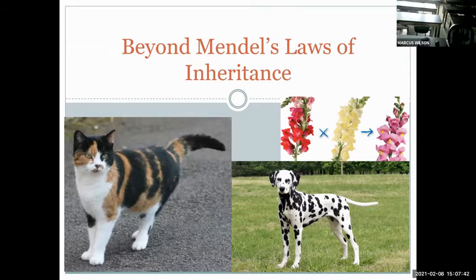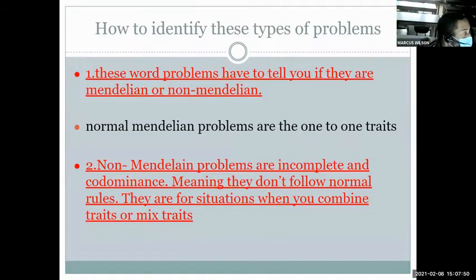Punnett squares do the same thing, and I'm going to explain how that works. When you're talking about these non-Mendelian traits, when you're doing these word problems, it has to tell you that it's non-Mendelian. What does that mean? It means it's either an incomplete dominance or a co-dominant type of problem. It has to tell you that. If it doesn't tell you that, then it's just a normal Punnett square problem. If you see incomplete or co-dominant, you know it's going to be one of those kinds of problems.